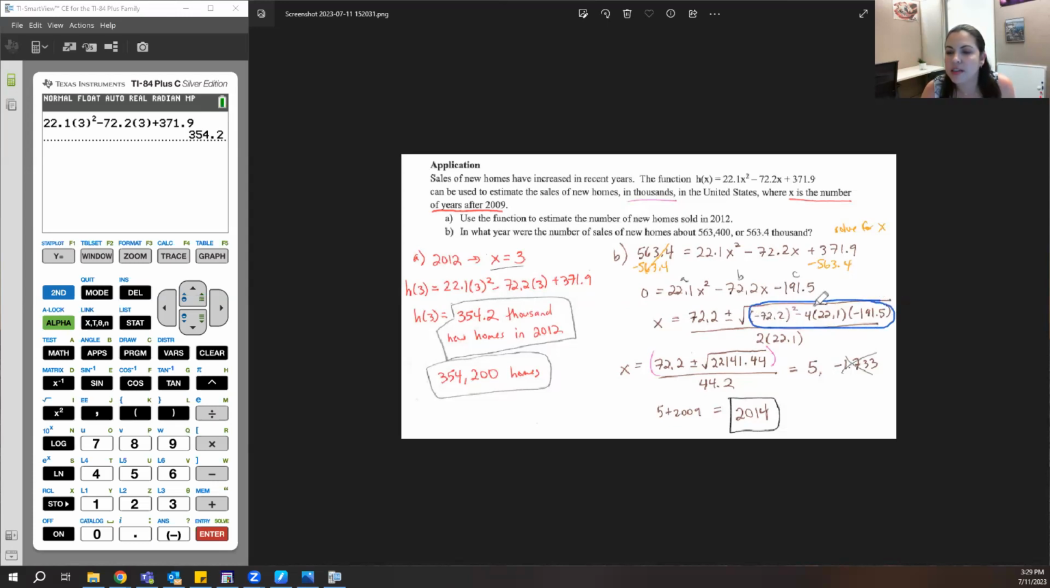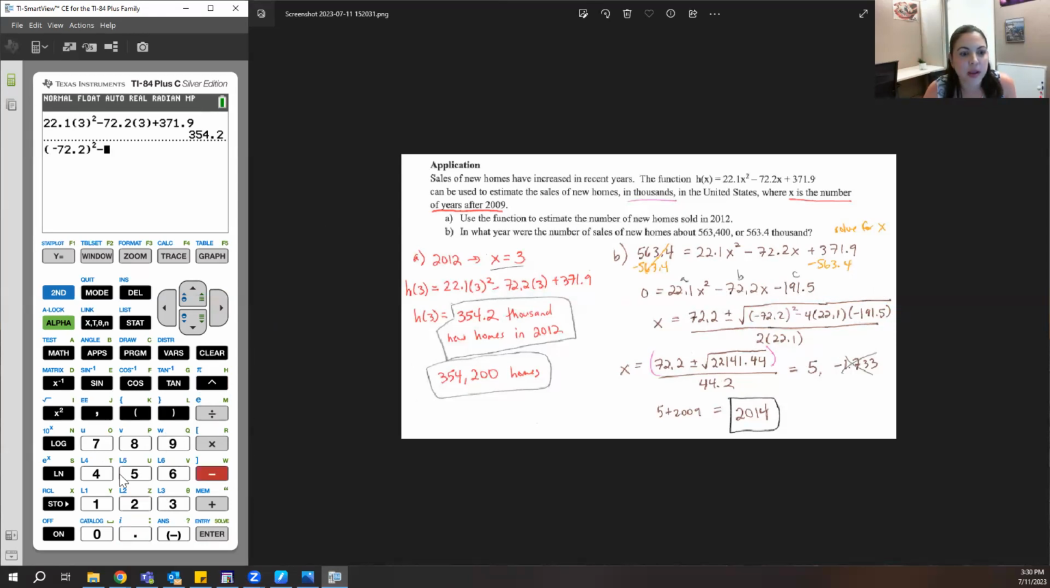I'll show you what I did to get to this next step: I simplified just the discriminant, the section that's underneath the radical. So you do want to be careful when you're doing this in the calculator. I like to do it step by step. It also helps, maybe on a test if you're showing your work, to break it down into smaller parts. So inside the radical, I have that negative 72.2 squared.